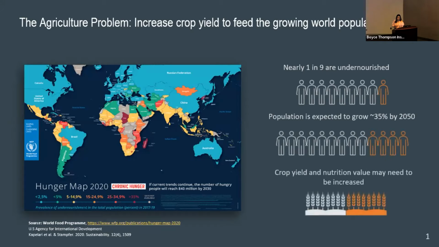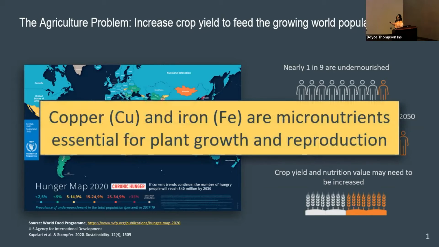The reasonable solution is to increase crop yield and nutritional value, along with using sustainable practices in the face of accelerating climate change. To achieve this, we need to think about micronutrients that are important for both humans and plants alike, and among these nutrients are copper and iron.